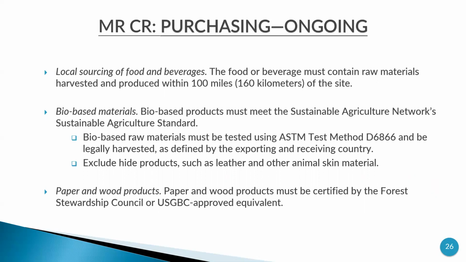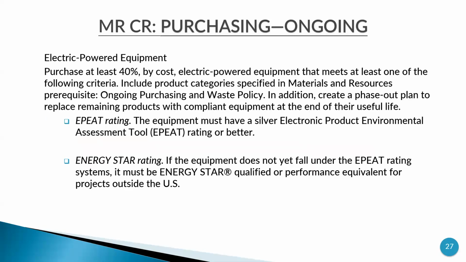Paper and wood. You remember FSC certified wood, Forest Stewardship Council certified wood. We discussed it in GA. Electric powered equipment: here purchase at least 40% by cost of electric powered equipment. That means the criteria for the product categories specified in the MR prerequisite, from the prerequisite list you have to take out, where ongoing purchasing and waste policy creates a phase out plan to replace the remaining products with compliant equipment at the end of their useful life.